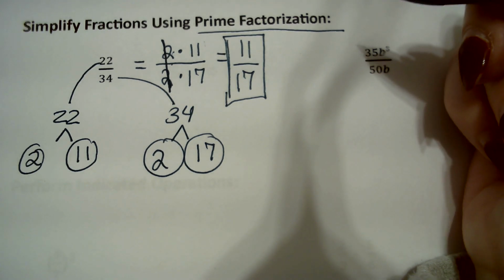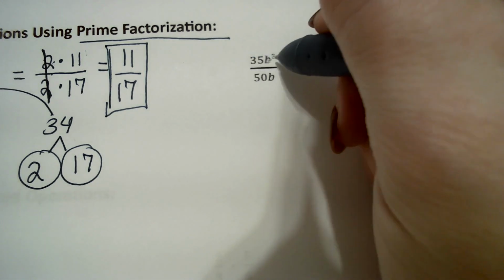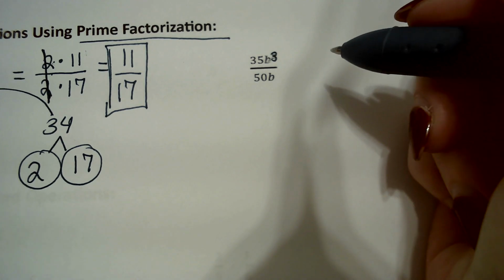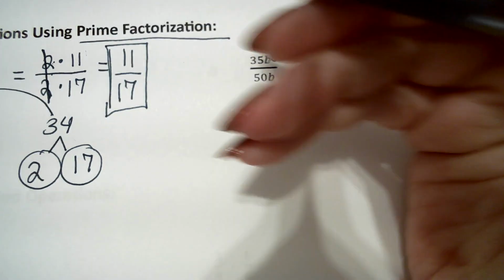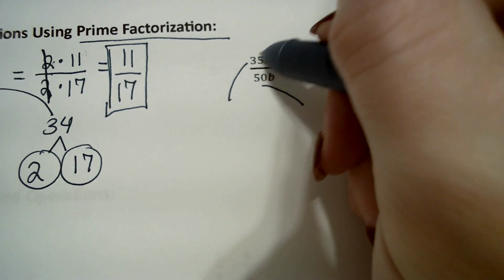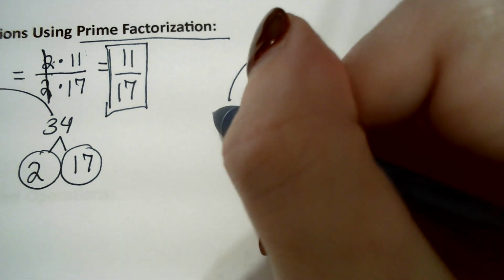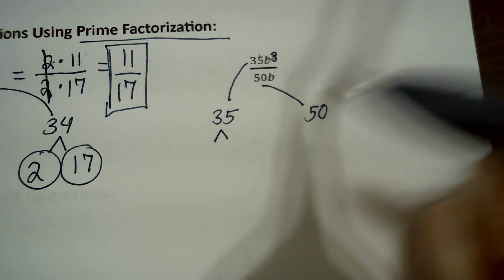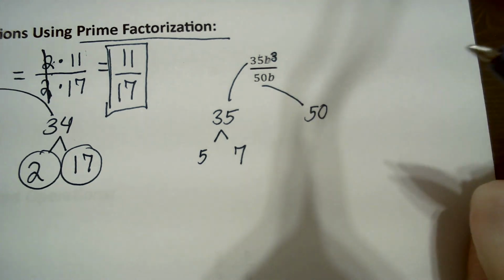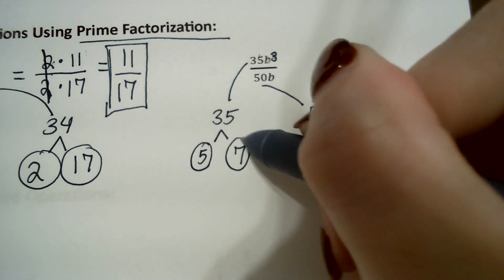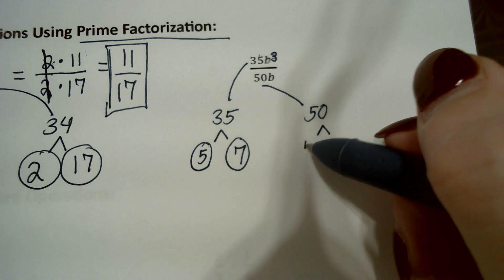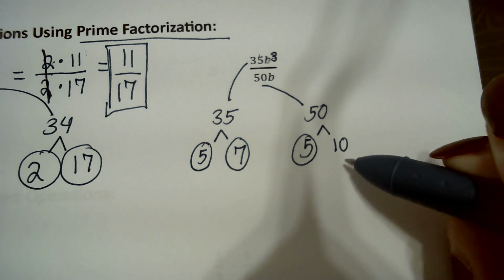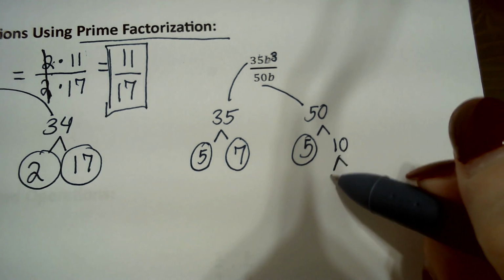Let's move on and add some variables to the mix. Here we have 35b to the 3rd power over 50b. So the first thing I'm going to do is what I did in my first problem. I'm going to just pull out my coefficients, 35 and 50, and I'm going to find the prime factorization of those two numbers. So 35 breaks down, we can do 5 times 7, and those are both prime. 50 breaks down into 5 times 10.